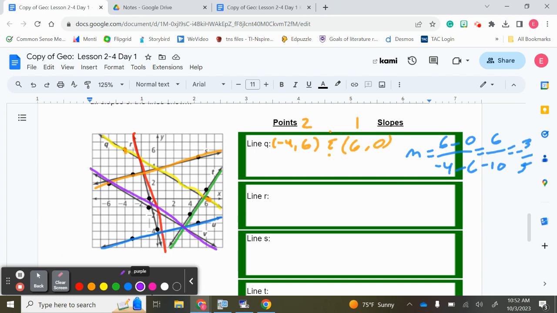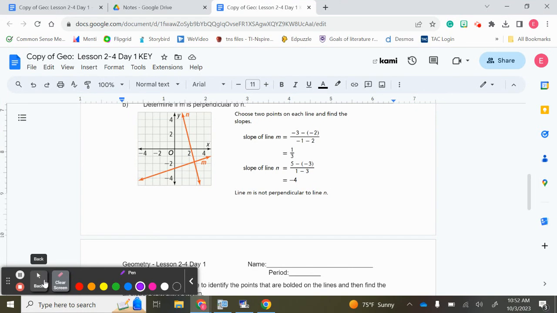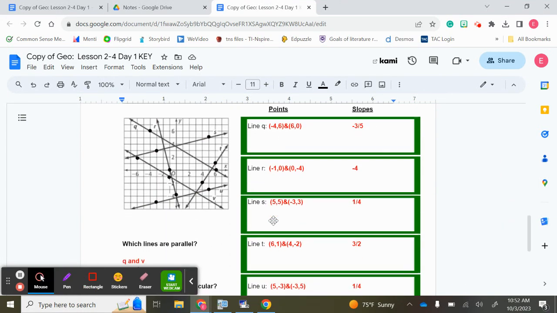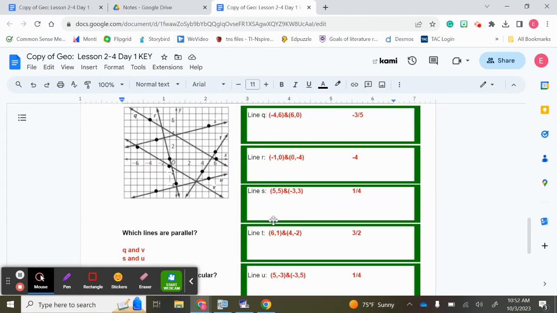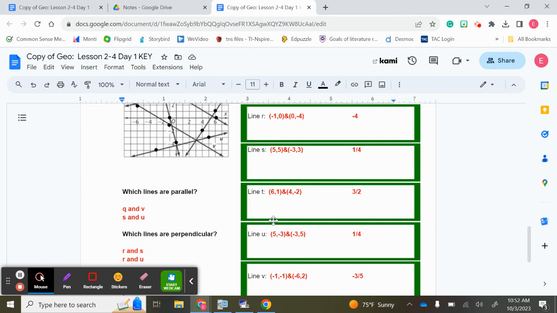All right, last call. Who's still working on this? Okay. All right, let's check out those slopes, okay? So these are the points and the slopes for, well, we did line Q, so I'm just gonna scoot it up. Here's R, S, T, U, and V. Are there any ones you'd like me to go over?